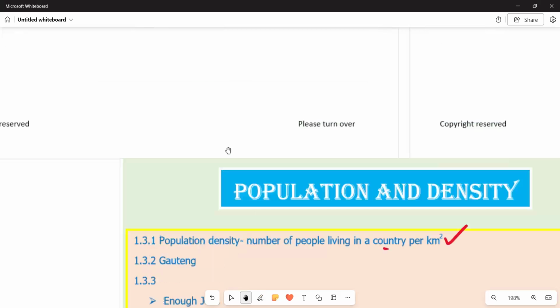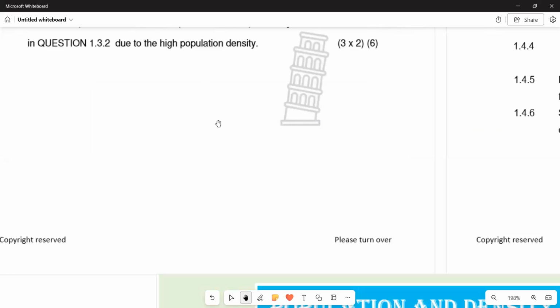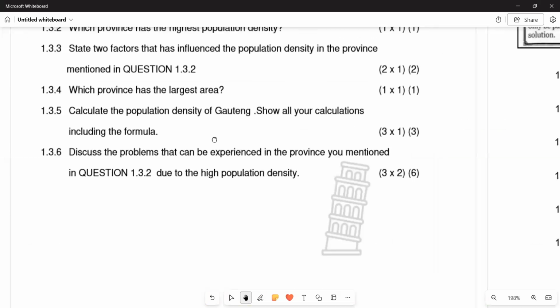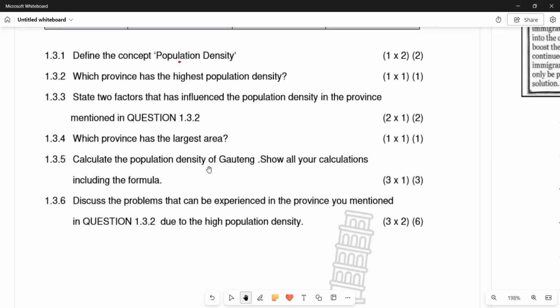We can move on to the next question, which is 1.3.2. It reads, which province has the highest population density? It is 1 mark. The first question of defining population density had 2 marks, so this one has 1 mark. We are just going to identify which province has the highest population density.